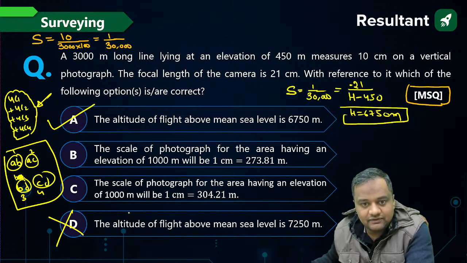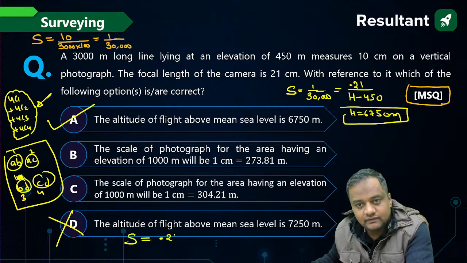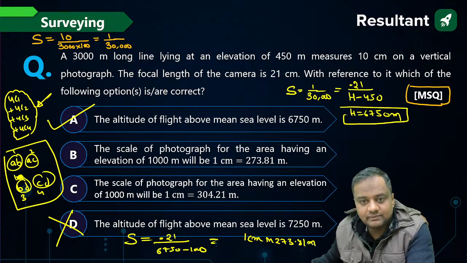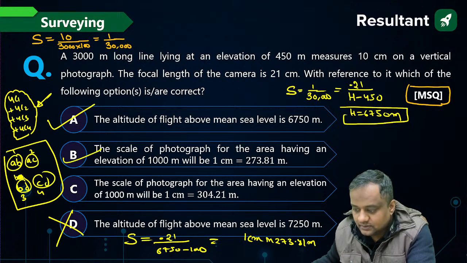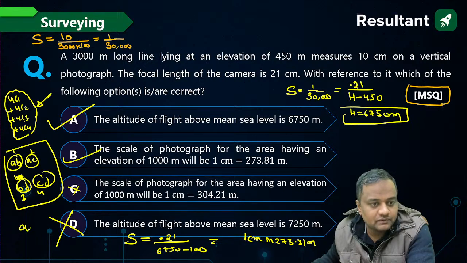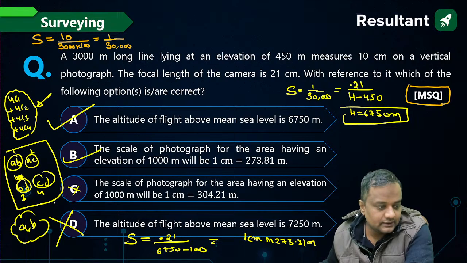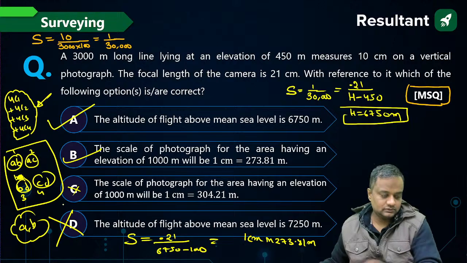Now for an elevation of 1000, what will be the scale? Scale will be F upon capital H, that is 6750 minus 1000. This will be how much? 1 centimeter in 273.81 meter. That is option number B. So the correct option will be A comma B. Okay. Any doubt?